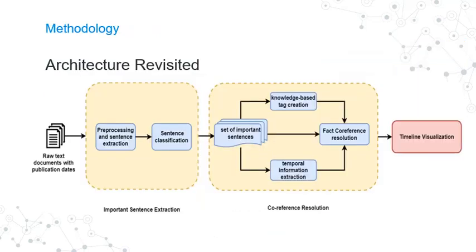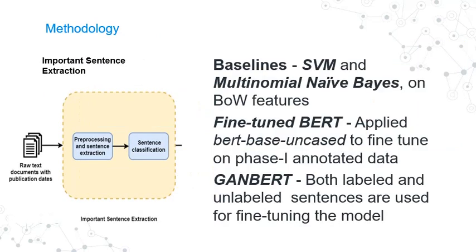Now coming to the details of the architecture. The first part of our architecture is the important sentence extraction, which tries to filter out the non-relevant sentences from the documents. Apart from two simple baselines, we used fine-tuned BERT and GAN-BERT for the classification task. GAN-BERT is capable of utilizing unlabeled examples to improve the performance when the curated data is limited.